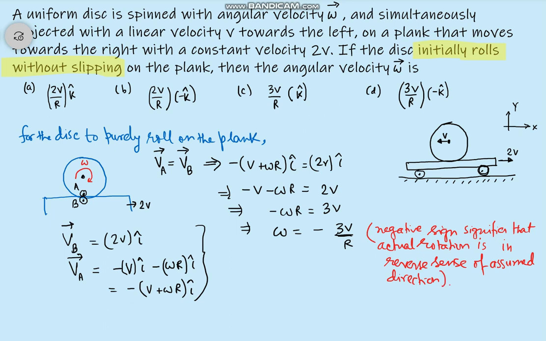Now let us conclude. What we got is omega equal to minus 3V by R. We had taken omega in the clockwise direction, so now we need to take it in the anti-clockwise direction. If you use your right hand rule and rotate from x to y, the thumb will point towards the z axis. So omega will be equal to 3V by R times unit vector k. Therefore the correct answer is 3V by R k, so option C is correct.